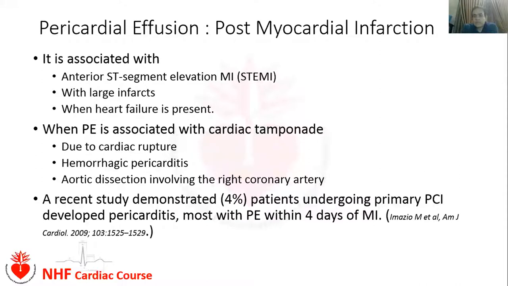And finally, a few words about myocardial infarction related pericardial effusion. It is associated with anterior MI, large infarct when the patient is in failure. When pericardial effusion in MI is associated with tamponade, we usually take it for cardiac rupture, hemorrhagic pericarditis, or aortic dissection involving the right coronary artery. And recent studies have shown after primary PCI, 4% of the patients may develop pericardial effusion on the fourth day of MI.